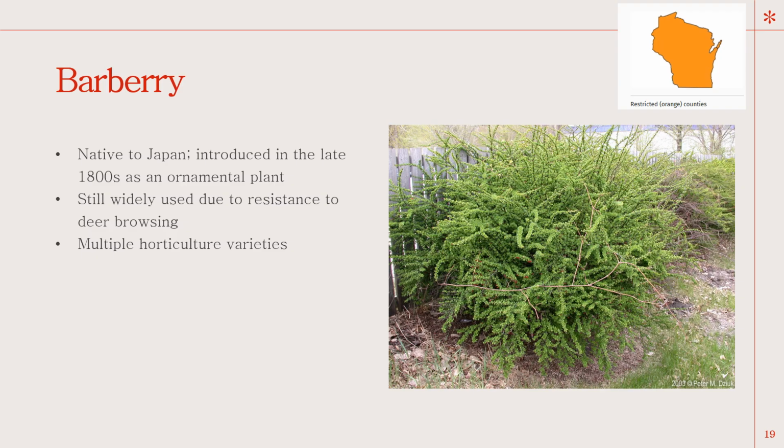So now we're going to talk about barberry. It is native to Japan, and again was introduced somewhere in the 1800s as an ornamental plant, and unfortunately is still widely used today due to its resistance to deer browsing. There are multiple horticultural varieties out there to get different colors of leaves and growth forms and all sorts of stuff, so you'll still see it quite regularly used.